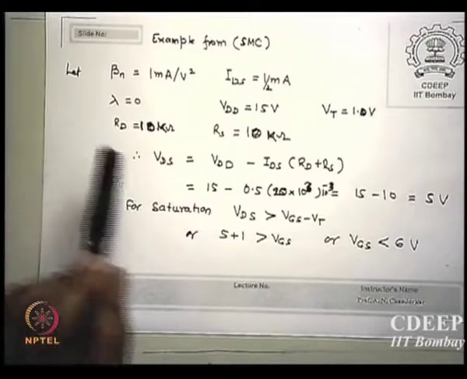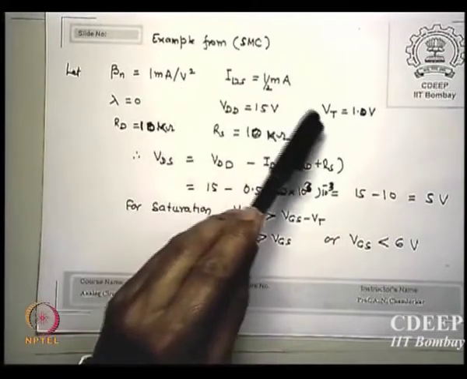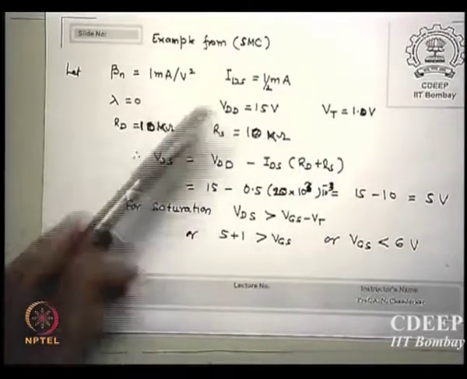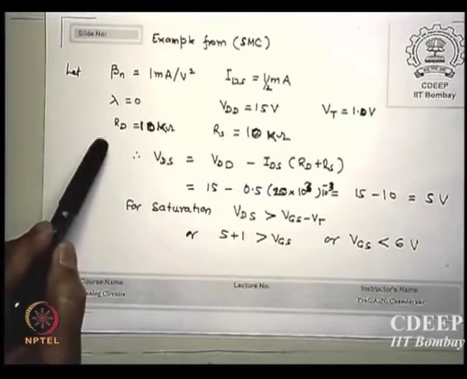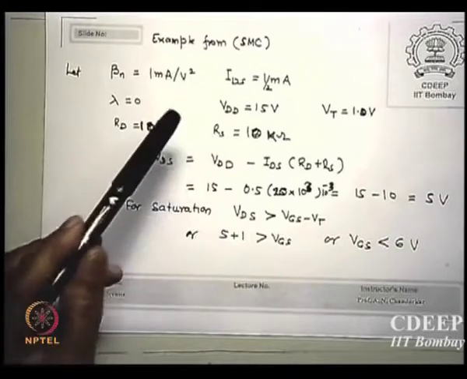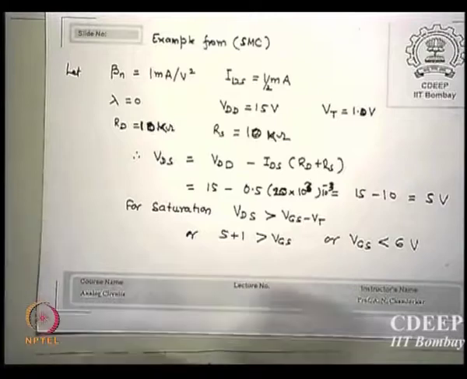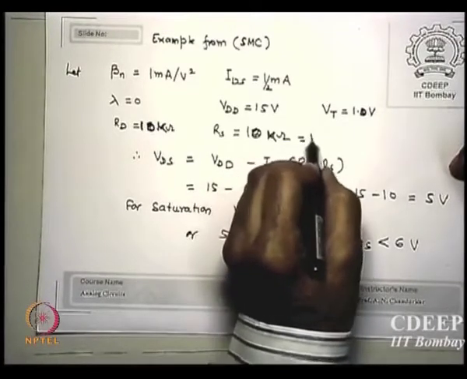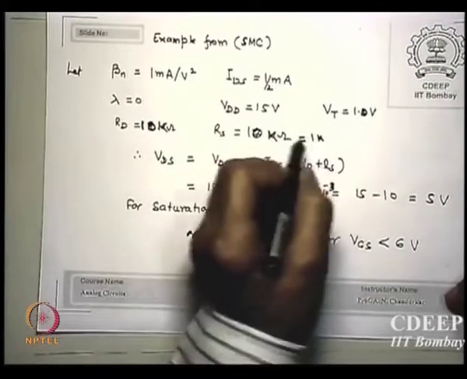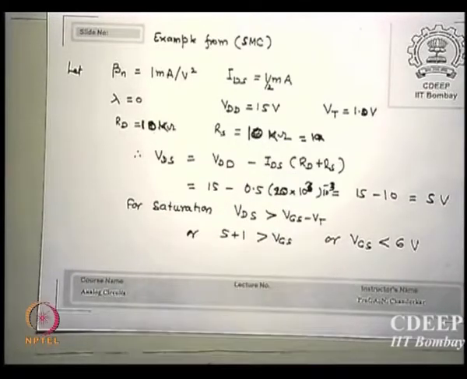Assume right now lambda is 0, VDD is 15 volt, VT is 1 volt, a too high value I chose, but it does not matter because this is given in the book, so I chose the same value. RD is 10 kilo ohms and RS is 1 kilo ohm, sorry, both are 10K. I am very sorry. Let it be both 10.